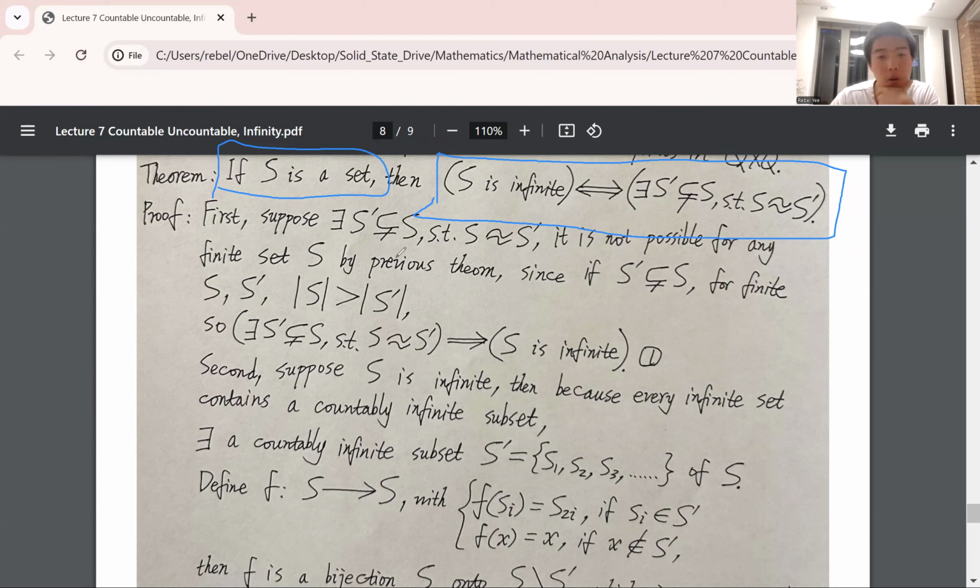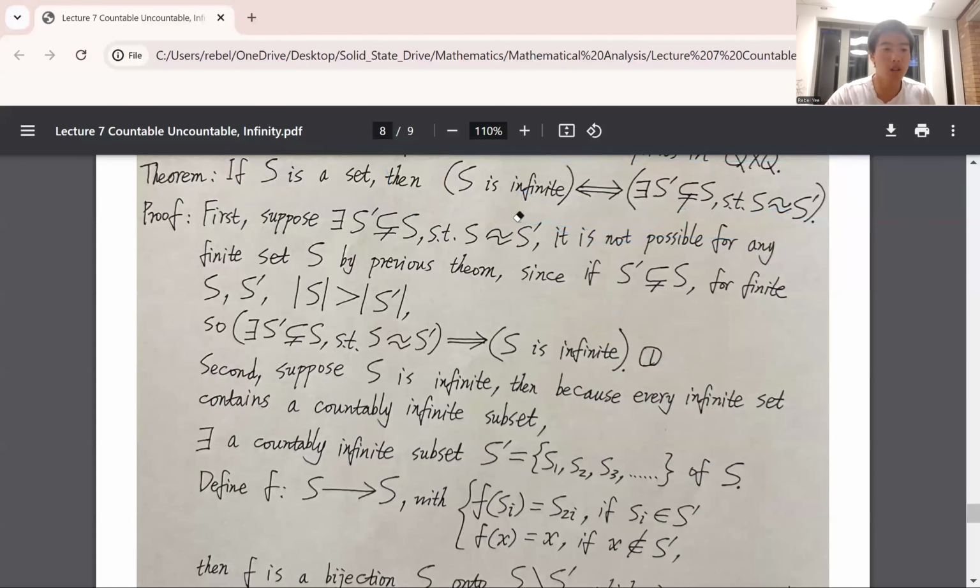The first direction is very simple, so you can look at it by yourself later. We suppose the proper subset condition is true and prove that S is infinite. Since we want to show it's not finite, we assume it's finite and look for a contradiction. If it's finite and it has a proper subset, then S must be greater than the subset, right? Because it contains more elements. So this leads us to the contradiction, and the first direction is proved.